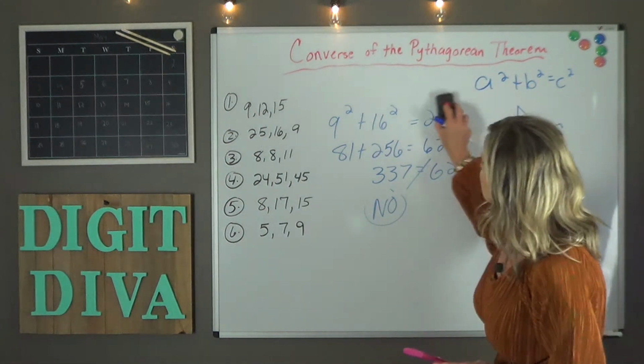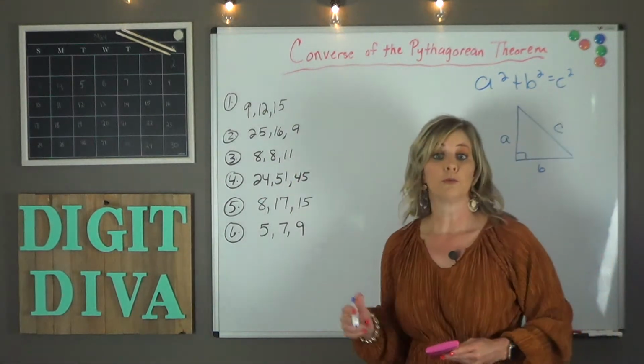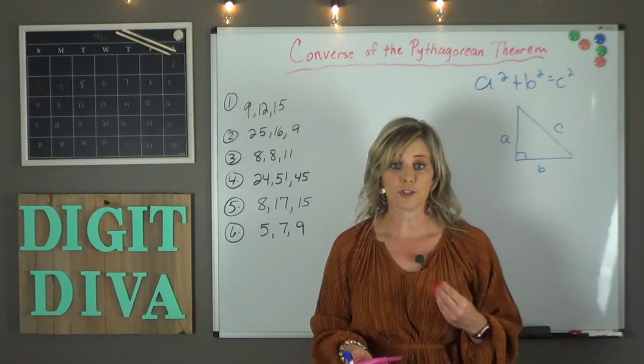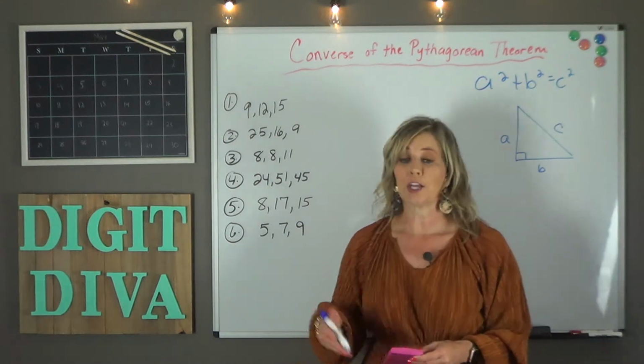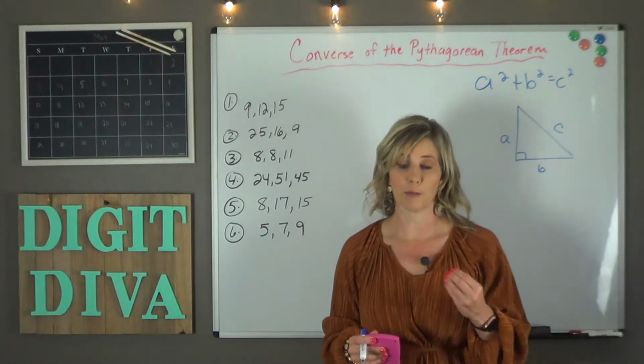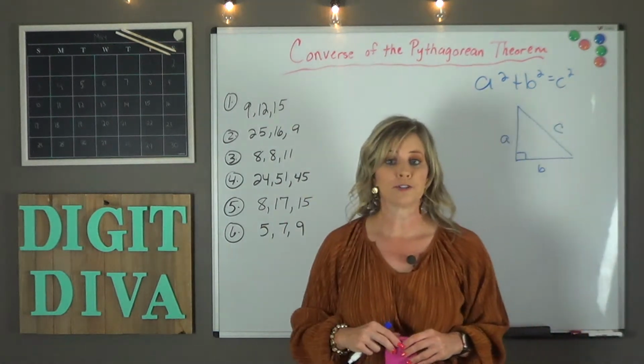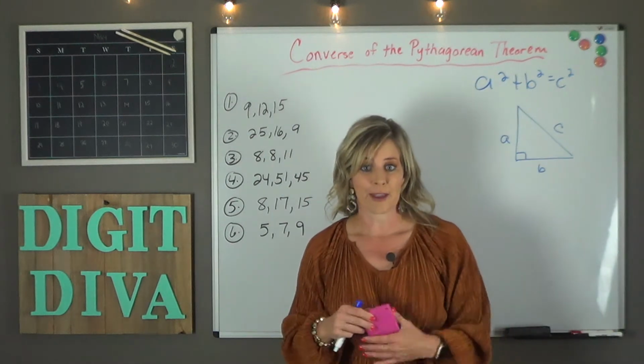All right? So sometimes they'll ask you if these numbers would create a Pythagorean triple. And that simply means, can you plug them in to this equation and get the same number on the left as you get on the right? So the converse and Pythagorean triple are the same thing, okay?